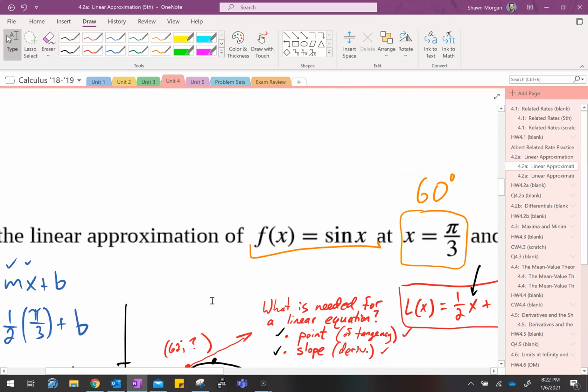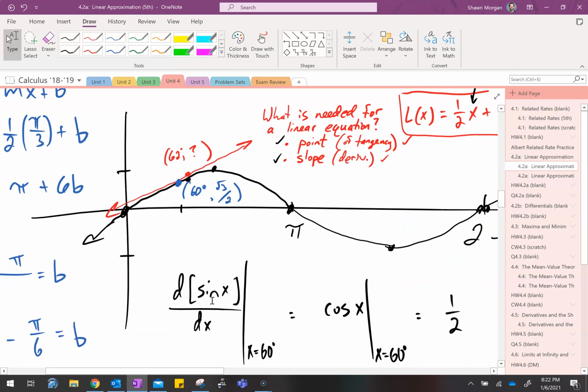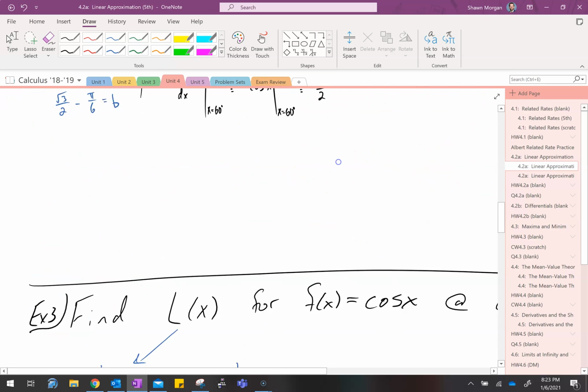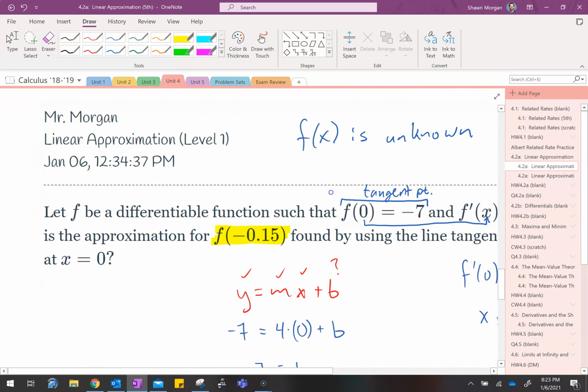And if the curve was concave up, let's use this sine example. If we were down here dealing with a linear approximation, and we were trying to approximate right about here, then my tangent line would be below, and that's because the curvature is concave up. So when your curve is concave up, you're going to be under approximating it. When the curve is concave down, you're going to be over approximating it.